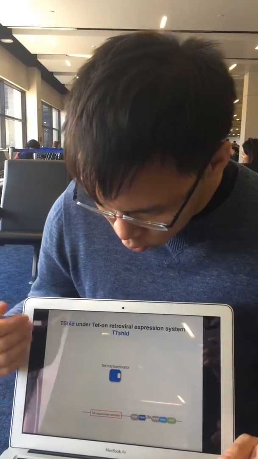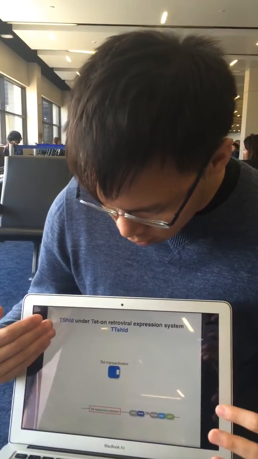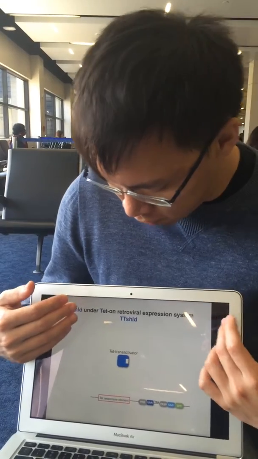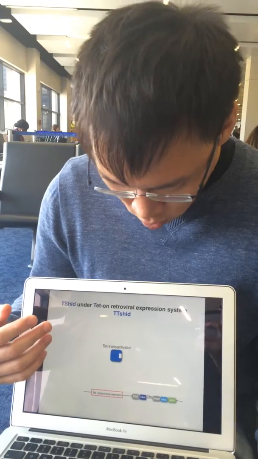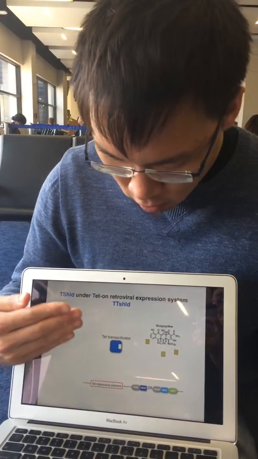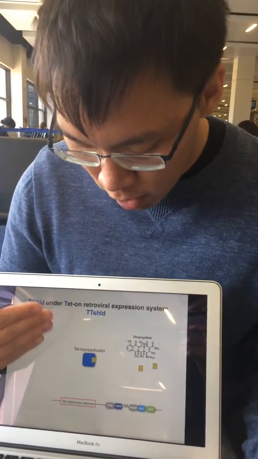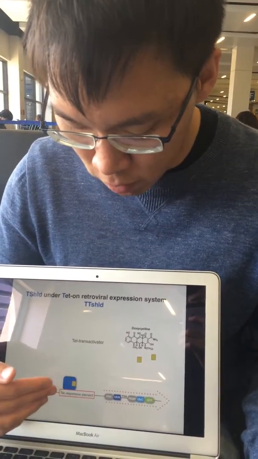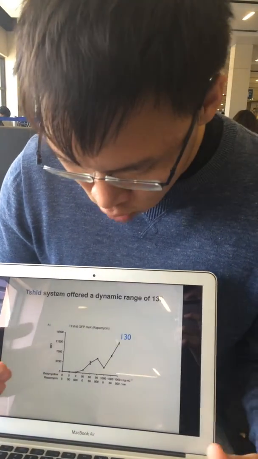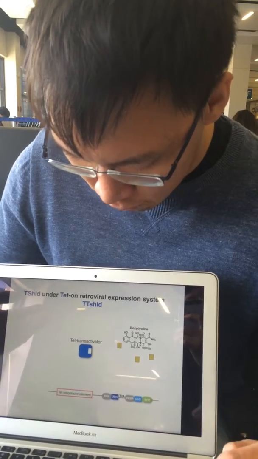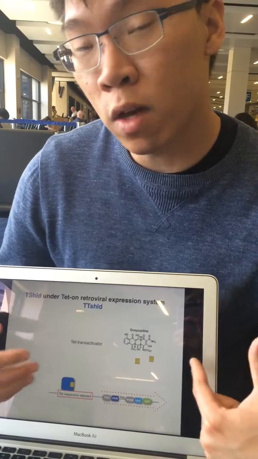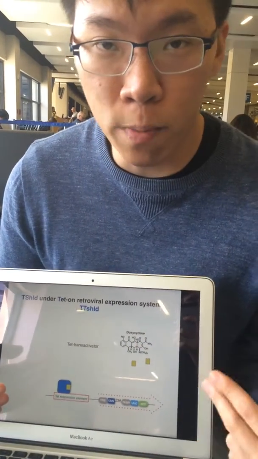We also put the T-shell system under the control of a cumate-advanced expression system. In this system, we can add another small molecule called doxycycline into the cells. Doxycycline will bind to the transactivator, and then the resulting complex will bind to the sequence that drives the production of our system. So the more doxycycline we add to the cells, the more of the system will be expressed.